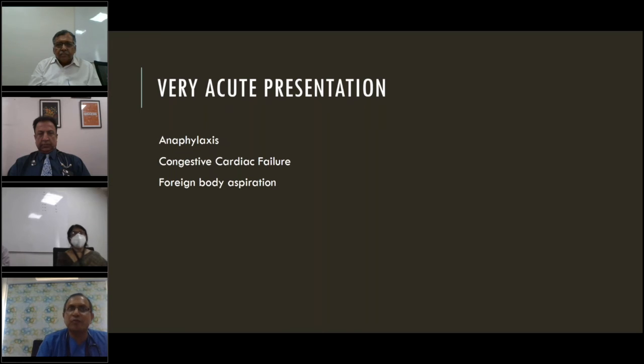Here you have to restrict the IV fluid, and depending on the perfusion, maybe you have to start inotropic support, or the patient may need some kind of ventilatory support. And the third important differential is foreign body aspiration, I mean to say foreign body in the bronchus. Depending on the position of the foreign body in the airway, the presentation may vary. If the foreign body is in the main trachea, obviously it is like a total obstruction, so this needs immediate care. If the foreign body is in the main bronchus, you will have some time, but obviously the patient will present with acute respiratory distress and severe wheezing.